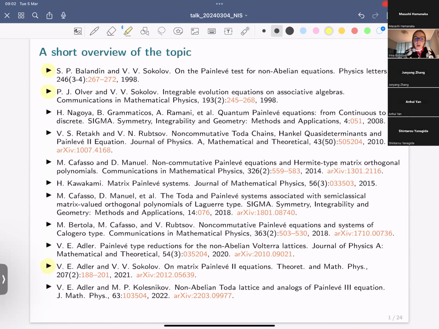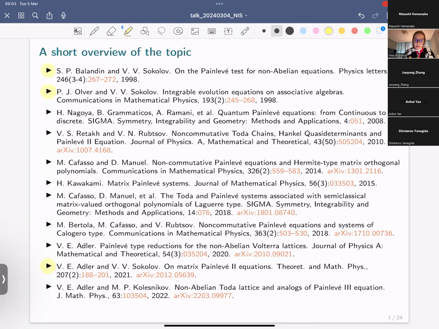Such work, for instance, was done in the paper by Peter Olver and Vladimir Sokolov. They considered a matrix analog of the KdV equation. They proposed that this analog has an infinite hierarchy of symmetries, similar to the commutative case. They studied symmetry reductions, similar to the commutative case of this equation, and it turns out that by the same procedure we can obtain the Painlevé 1 equation and the Painlevé 2 equation.